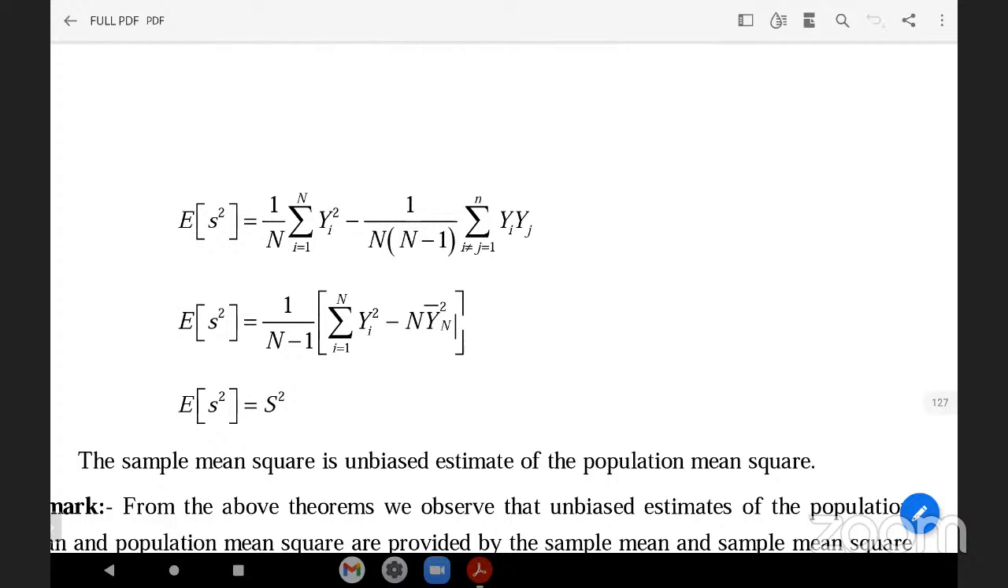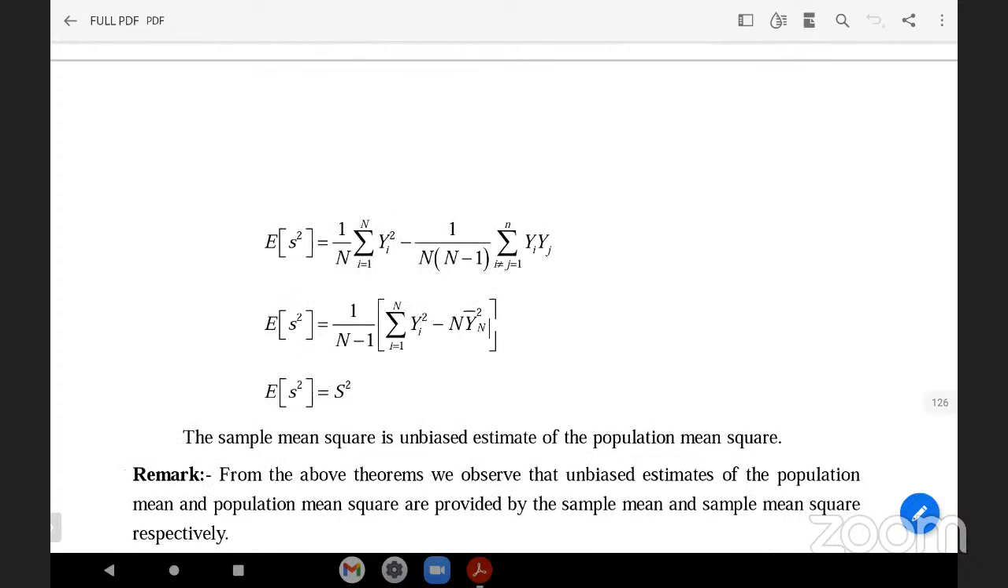So it is E of s square equal to S square, and we want to prove it. Here, the population and the sample observation mean square are clearly equal when it is unbiased. At that time we get the population mean square; both are the same. So in the unbiased situation, the mean and variance for the sample and the population are the same.